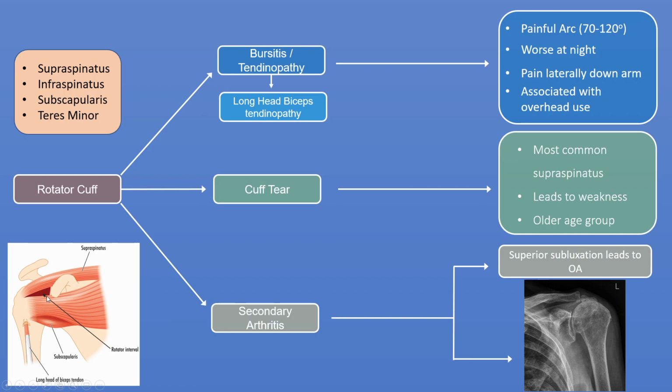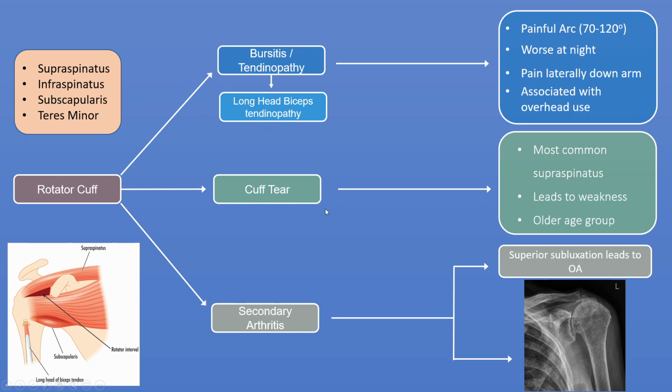Now, the rotator cuff conditions are a group of four conditions, but really it's three, bursitis or tendinopathy being the first one, that occur in the shoulder. The tendons become tendinopathic, or the lining becomes inflamed, usually from overhead work, and they may present with a painful arc between 70 and 120 degrees of motion. The pain's worse at night, is often felt laterally down the arm, and can be associated with overhead work. If it's a young person that gets this, it's obviously a bursitis. As the tendon starts degenerating, it's called tendinopathy. If the long head of biceps is involved, it's called long head of biceps tendinopathy.